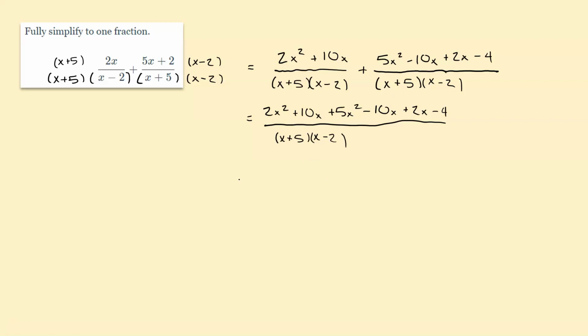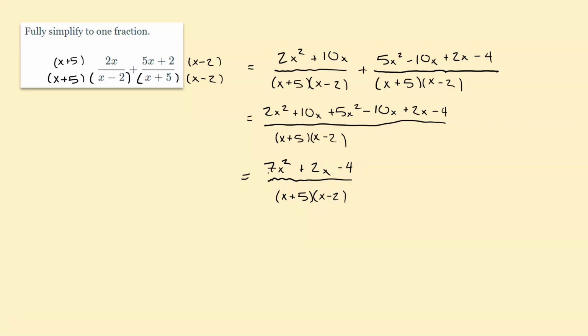So now we can go ahead and combine like terms. So that would be 7x squared, and then the 10x minus 10x cancels, so we're left with just the 2x and then minus 4. So then we have x plus 5 times x minus 2. So now this is where we can potentially cancel something here. We have a trinomial. Let's see if we can factor this and then potentially cancel out one of these factors with the denominator. So that's why we didn't multiply this out.